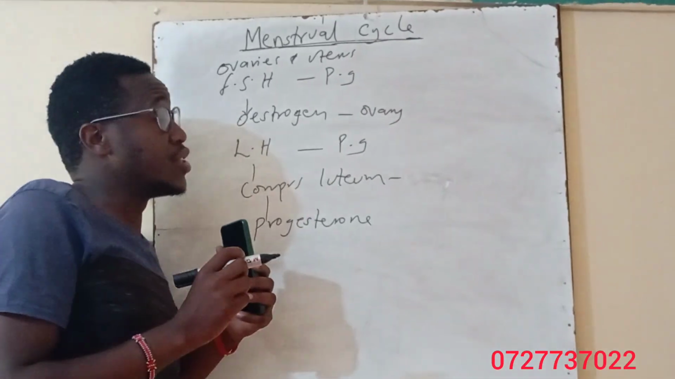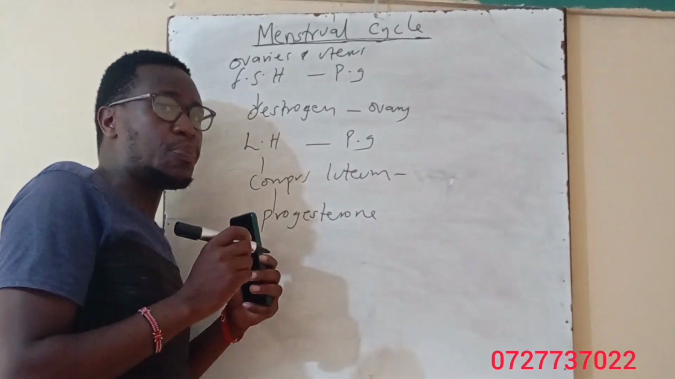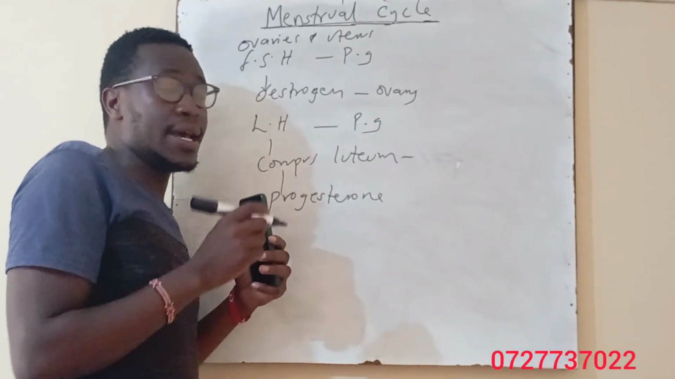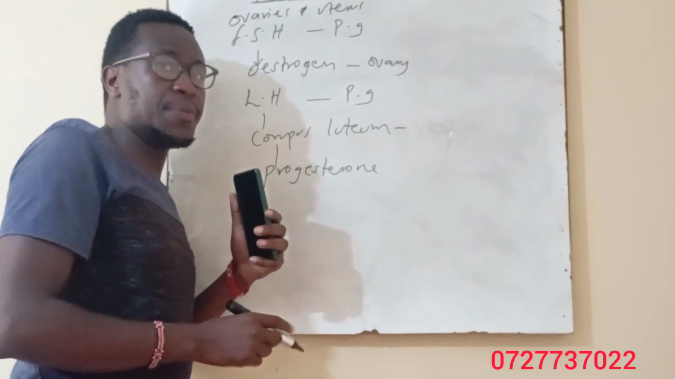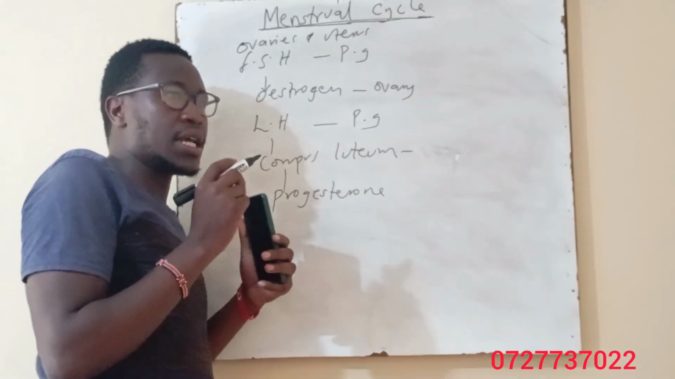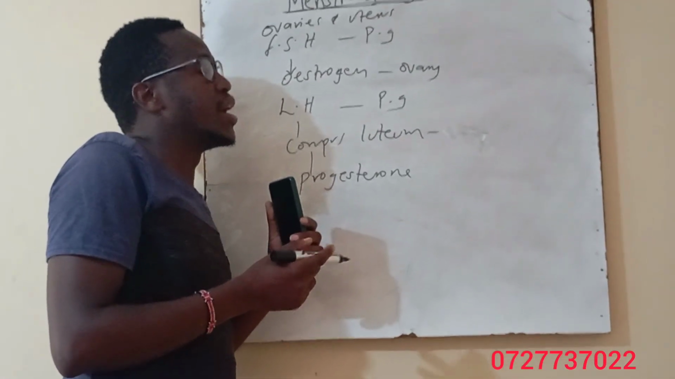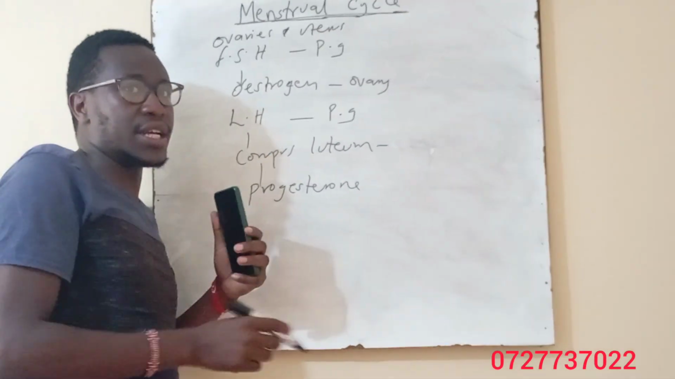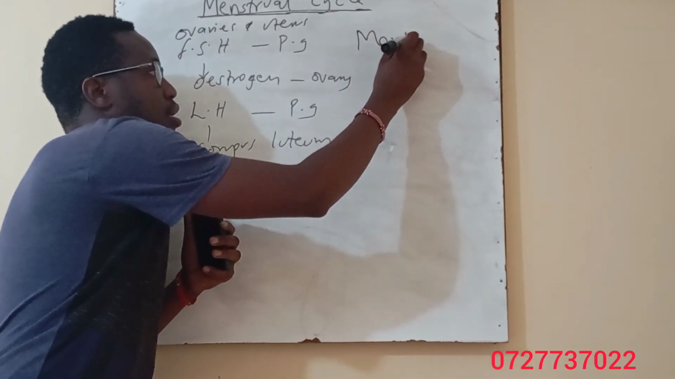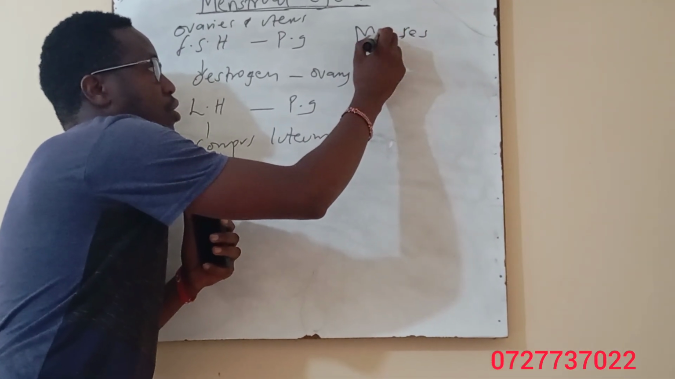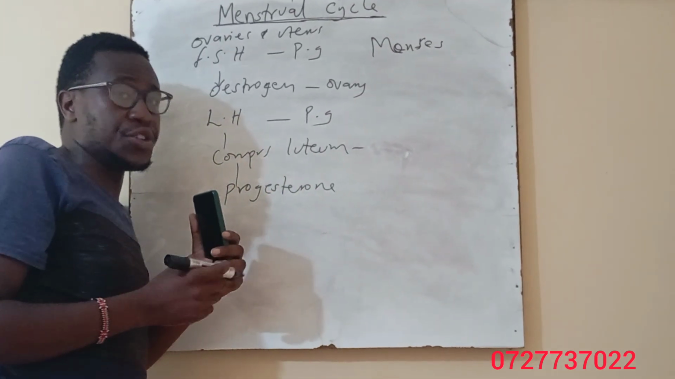So before the cycle begins, the cycle begins with the dislodging of blood and tissue debris from the uterus, and this is what we know as the menses.